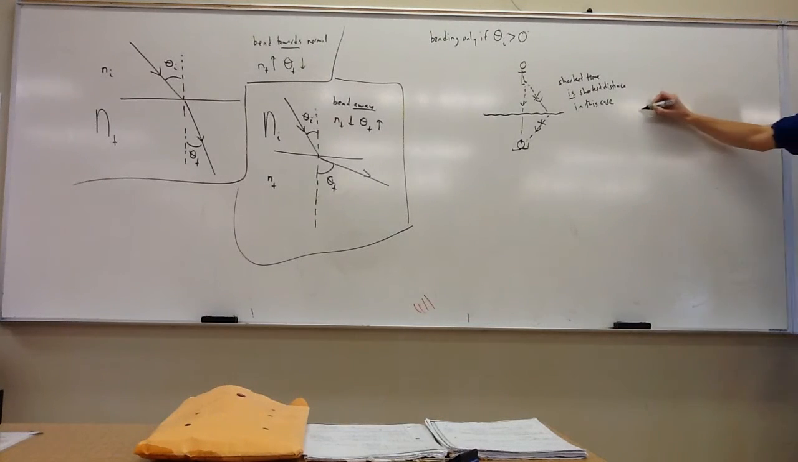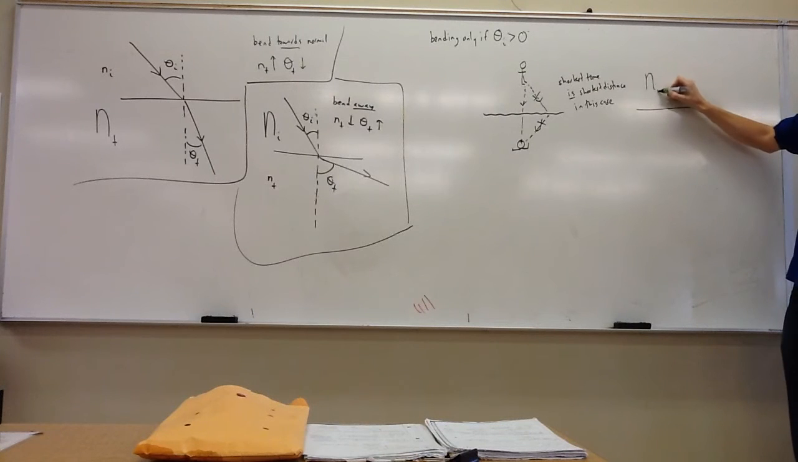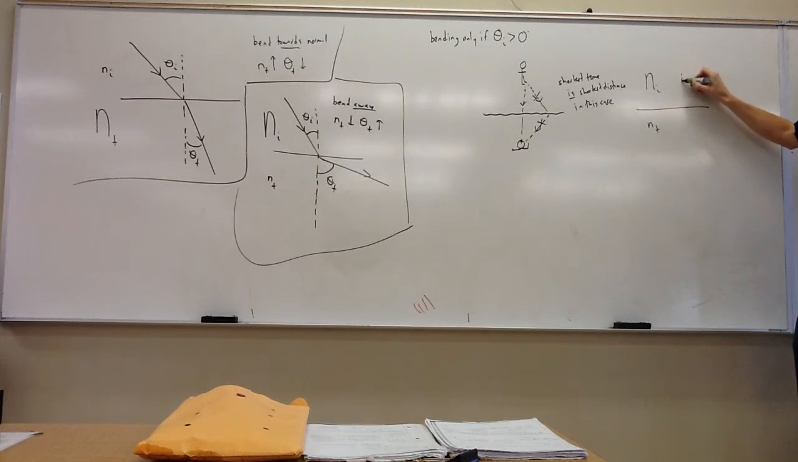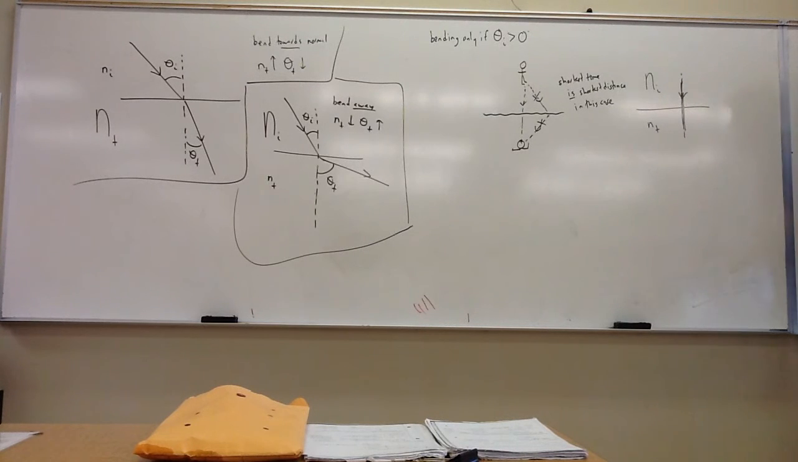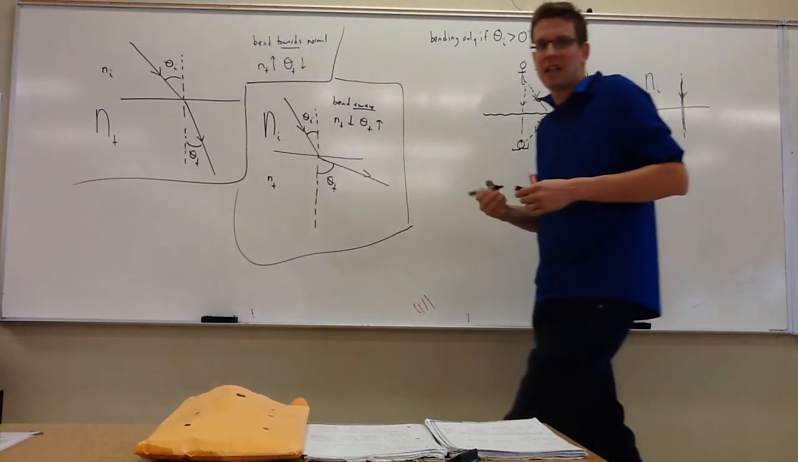So if we have, for instance, n_i and n_t, it doesn't really matter which one is bigger. If you come in at 0 degrees to the normal, you will also exit at 0 degrees to the normal. So it's just a straight line. There's no bending at that point.